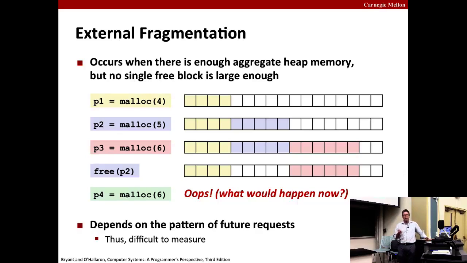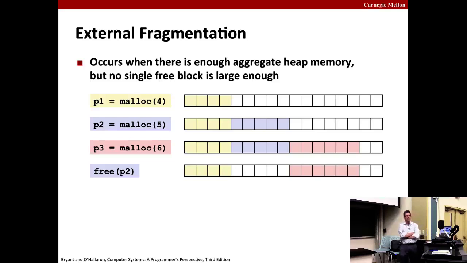So, understanding external fragmentation is difficult because unlike internal fragmentation, which depended on the previous requests, external fragmentation depends on future requests. So if we look back at this point and ask, is our heap externally fragmented? Well, it depends. It turns out it is because the next request is for a block of size 6. But if all of the future requests were for, say, small blocks, then we'd be able to satisfy those, and we wouldn't suffer from external fragmentation.